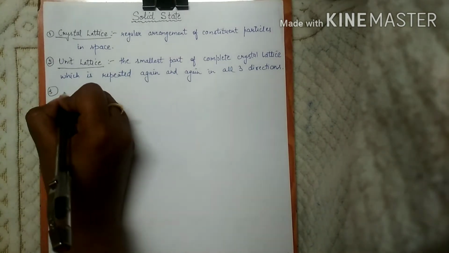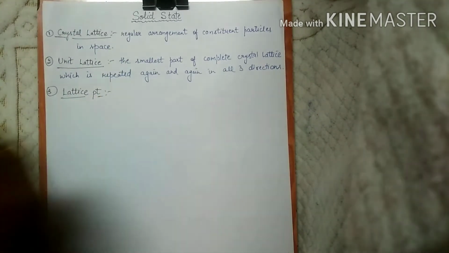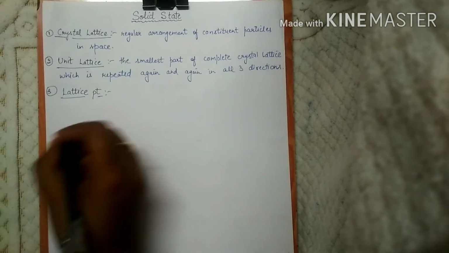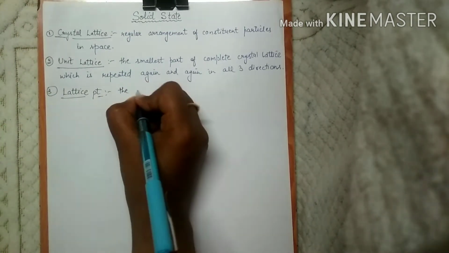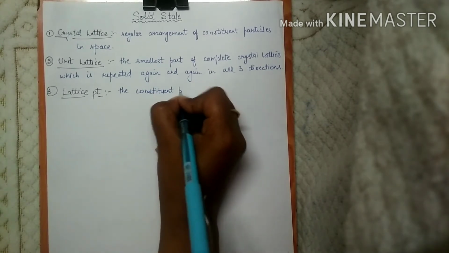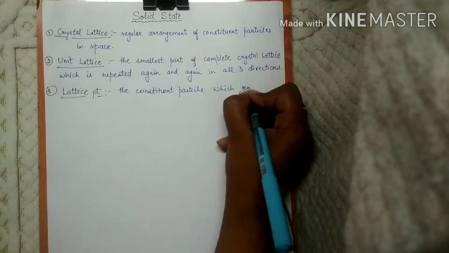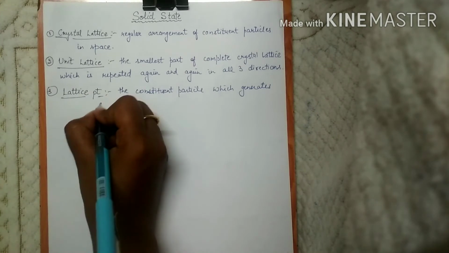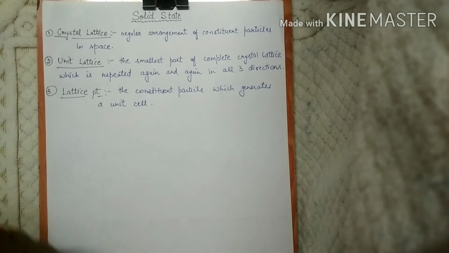Third is your lattice point. It is the constituent particle which generates a unit cell. So if you want to understand this, I'm going to first introduce two-dimensional geometry to you.